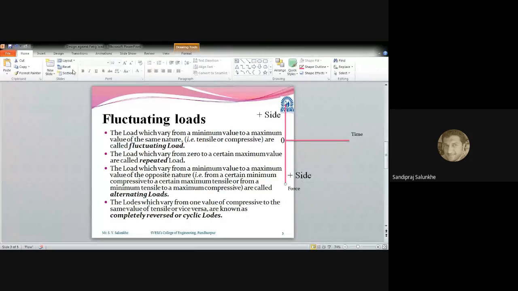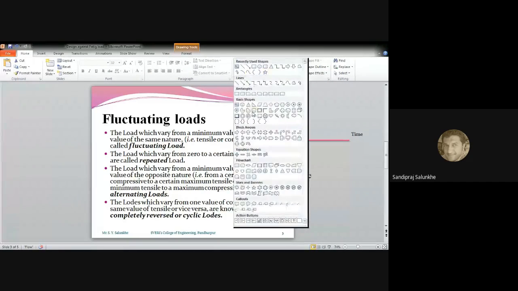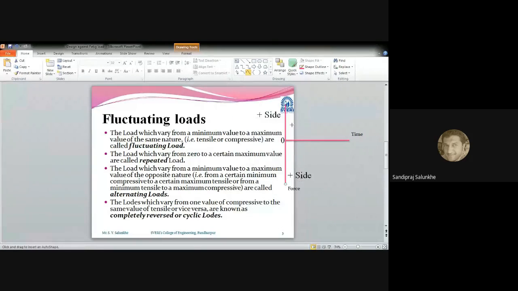Now, suppose we apply load in such a way that it starts from 0, goes to some maximum value, comes back to 0, and again goes to some maximum value. This type of load, I'll make it visible.